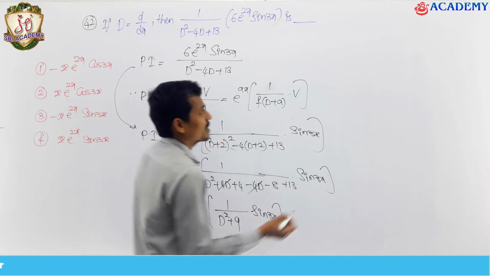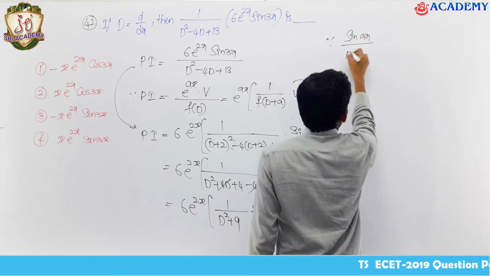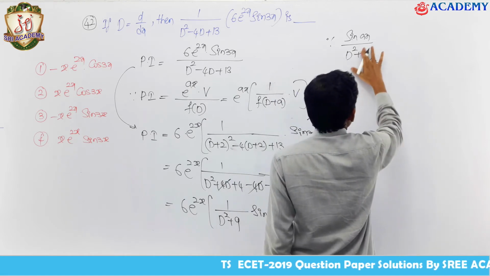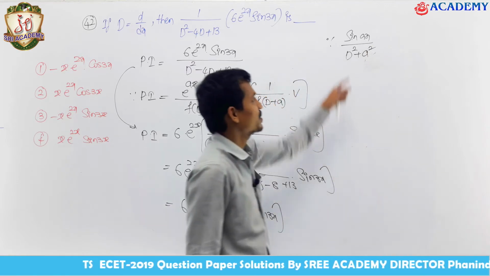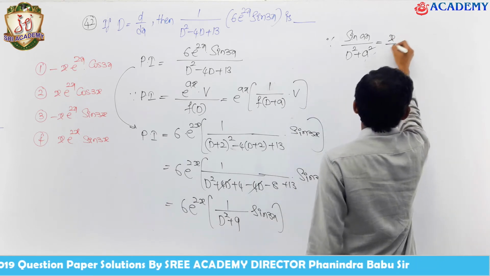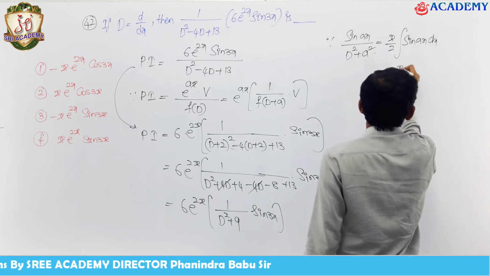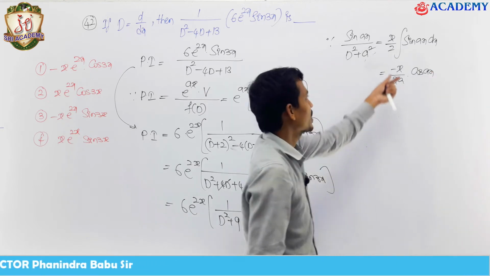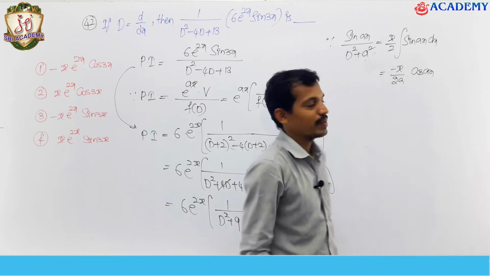We have a formula for sin ax divided by d square plus a square, where d square equals minus a square. If you substitute, we get x by 2 times the integration of sin ax, or we can directly write the answer as minus x by 2a cos ax. To remember it, sin ax integration is minus cos ax by a, and we multiply by x by 2 to get the simple answer.